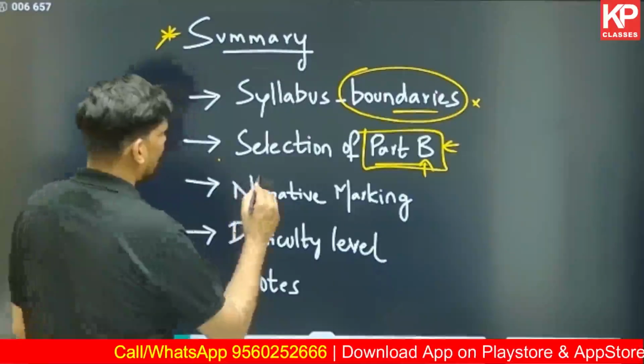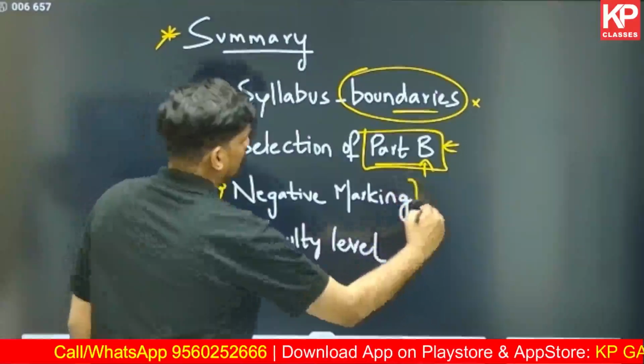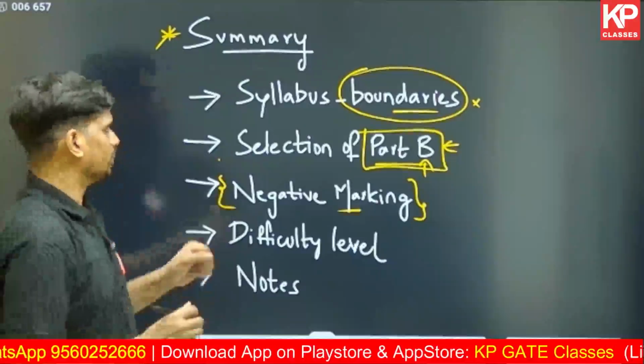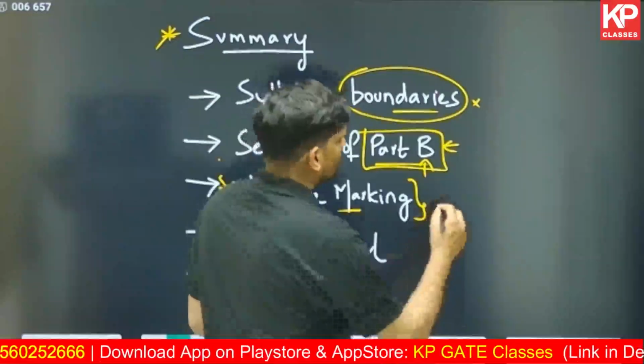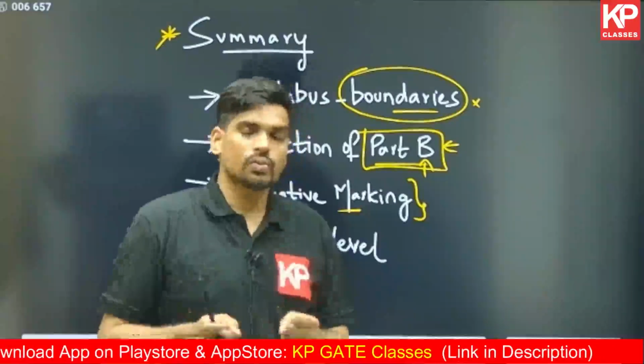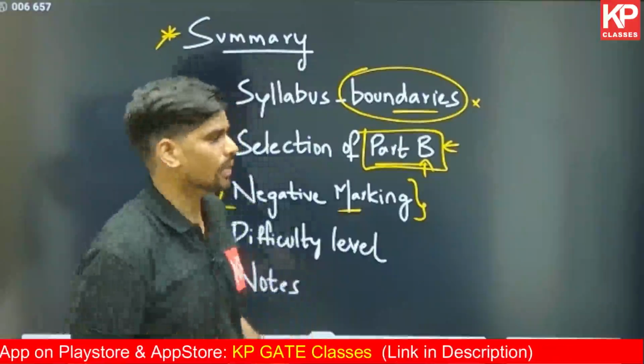As far as negative marking is considered, like I said, the number of questions with negative marking can vary. On an average it is 30, but it is very important, and this becomes a very suitable strategy for many of them to boost up their score.